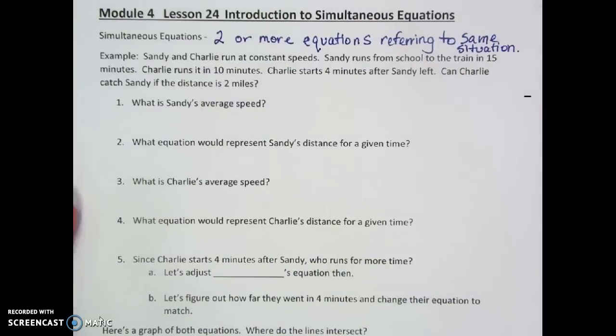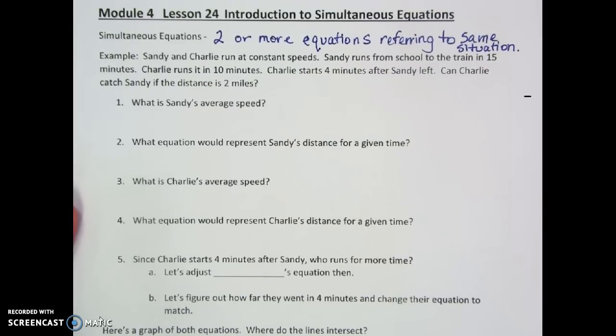So here's our example. Sandy and Charlie run at a constant speed. Sandy runs from school to the train in 15 minutes. Charlie runs it in 10 minutes. Charlie starts 4 minutes after Sandy left. Can Charlie catch Sandy if the distance is 2 miles? Now, it sounds all complicated, but we're going to break it down for you.